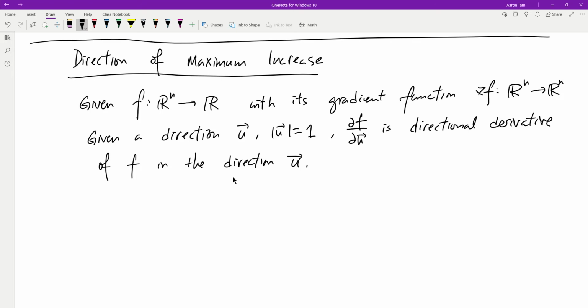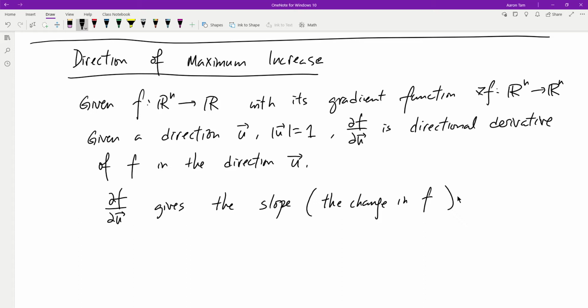So what does df over d vector u do? It basically gives the slope. In this case, you can also think of the increase or decrease, the change in the function f in the direction u. Meaning that if you take a step in the direction u, the slope gives you how far you have to go up or down, the change.